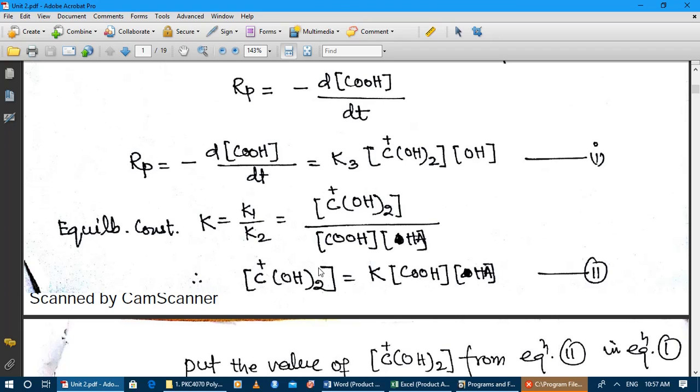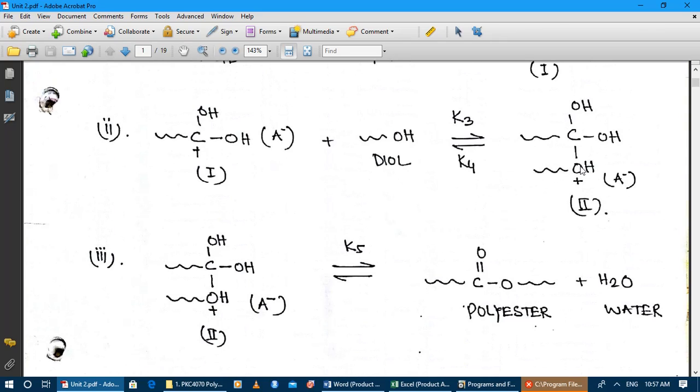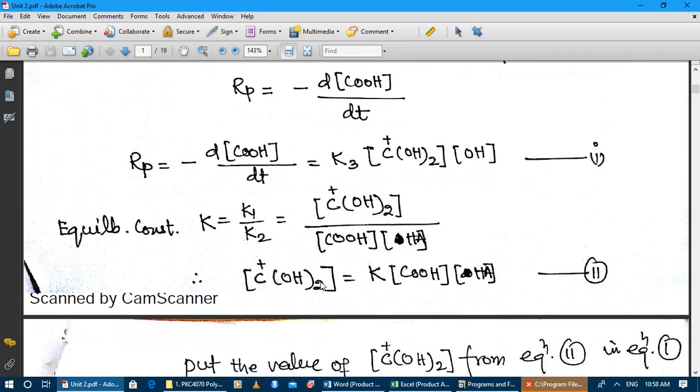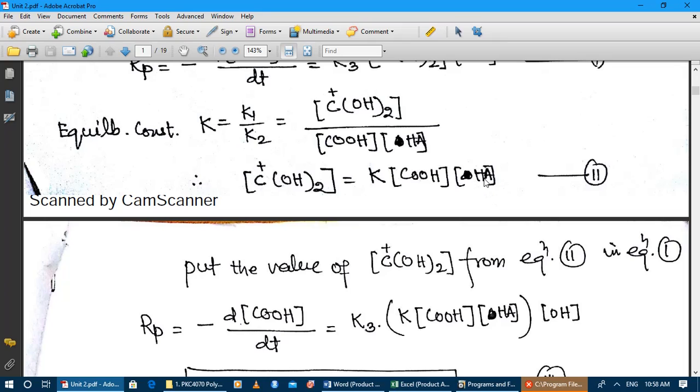So now we have converted the concentration of my intermediate. This is actually intermediate 1. Intermediate 2 is this one; we are not considering intermediate 2 here. I think I wrongly said earlier that it is intermediate 2. This is intermediate 1. So you can correct it. The concentration of intermediate 1 is equal to the equilibrium constant multiplied by the concentration of the carboxylic group multiplied by the concentration of the externally added catalyst HA.